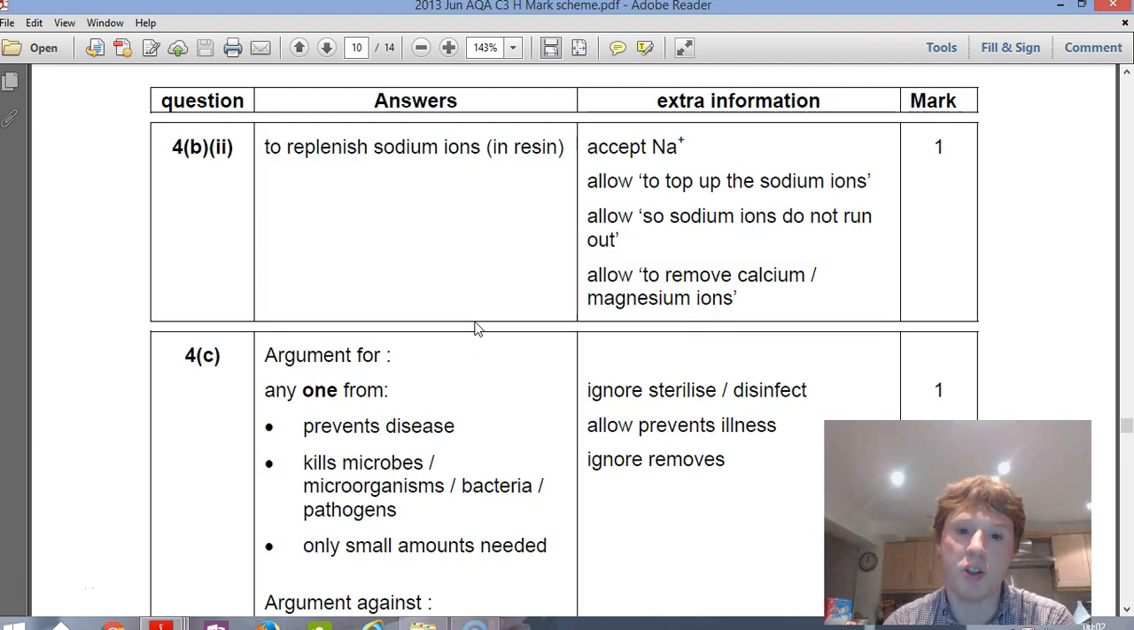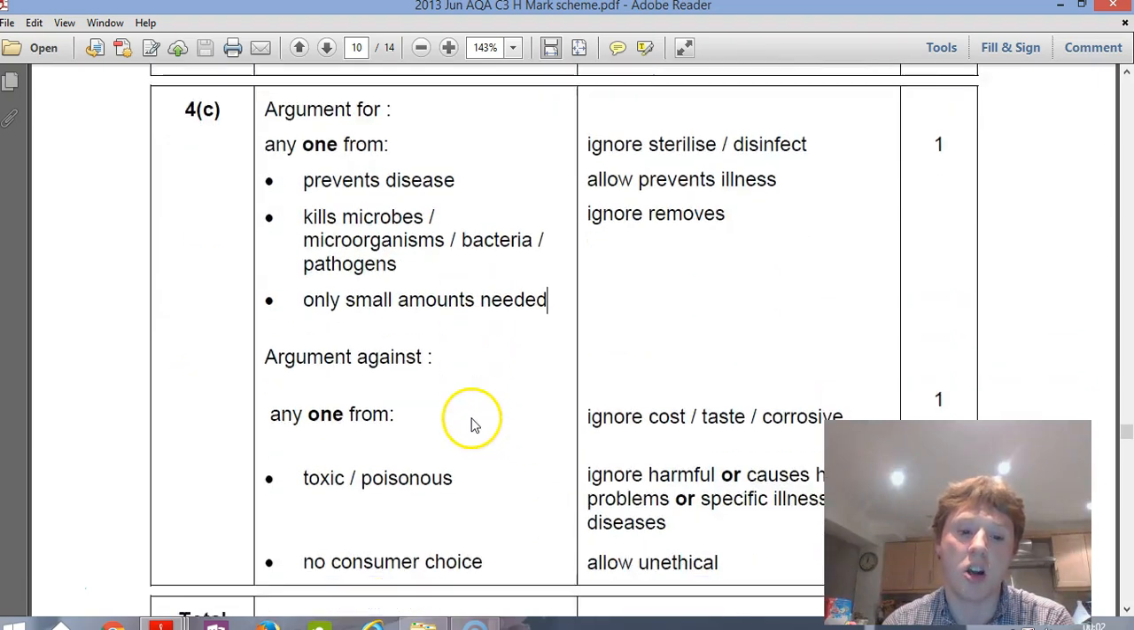Right. Arguments for. Why would you want to put chlorine in your water? Prevents disease, kills microbes, and you only need a small amount. Arguments against. Chlorine is poisonous. There's no consumer choice, which means nobody asks you if you want chlorine in your water. They just do it.